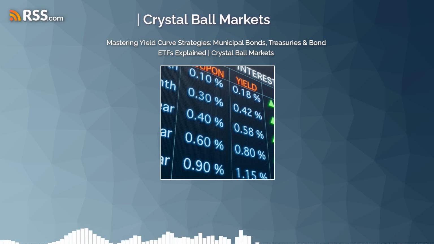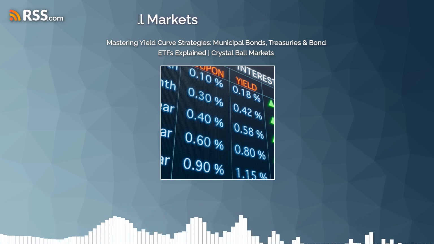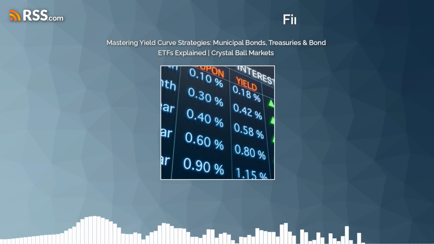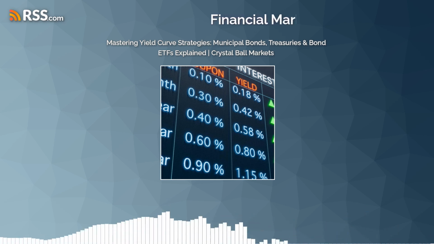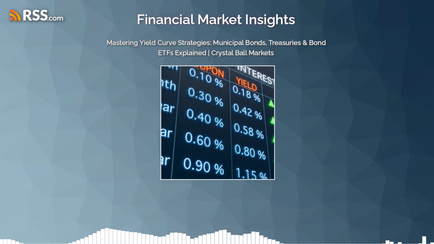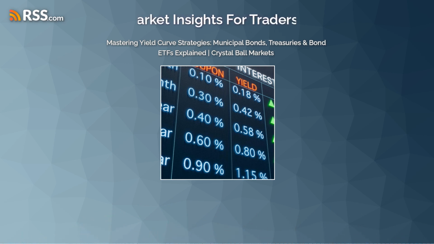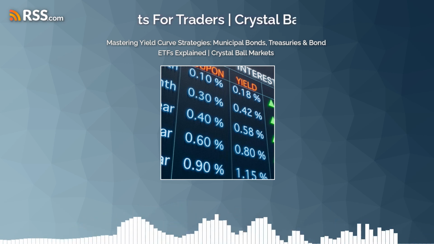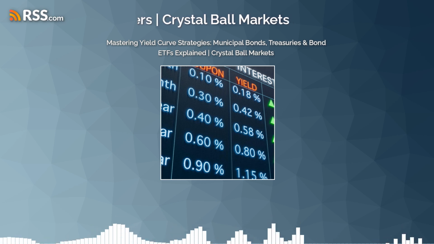Why does this matter to you? Because the shape of the yield curve directly influences how you should invest in bonds. If the curve is steep, you might want to lock in longer maturities for higher income. If it's inverted, sticking short-term until things normalize could protect you.